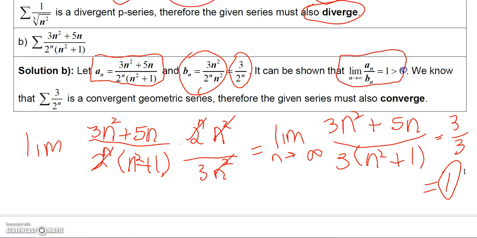So since the limit of a sub n over b sub n is greater than 0, we know that both of these series either converge or diverge. But actually, the 3 over 2 to the n is a convergent geometric series. Therefore, the given series that we started with must also converge. So again, using the limit comparison test showed us that our given series converges.